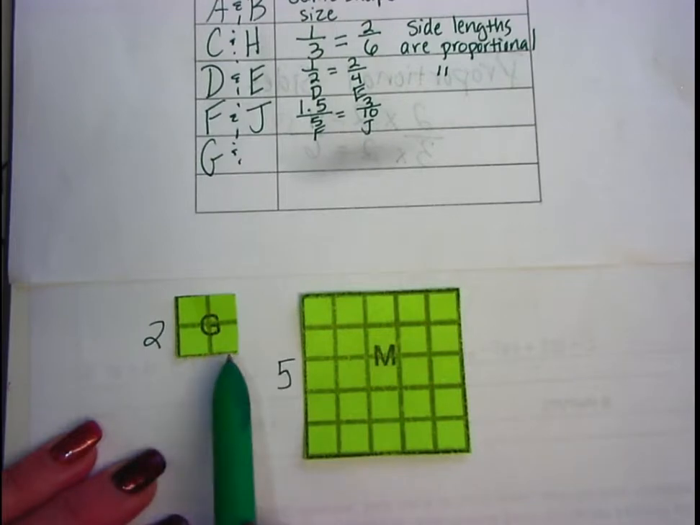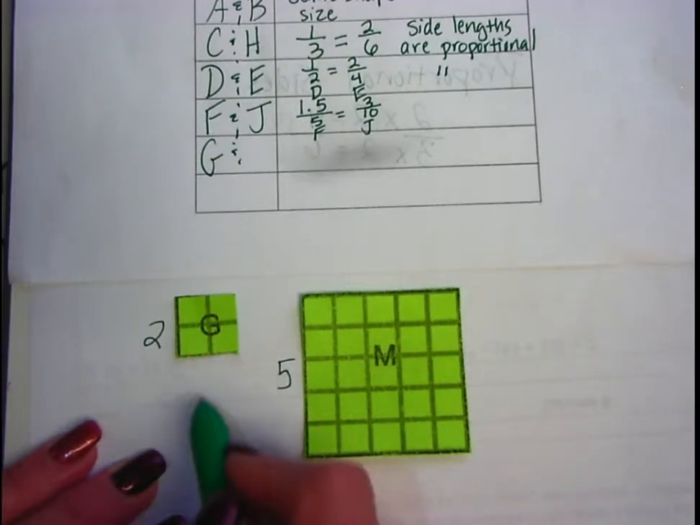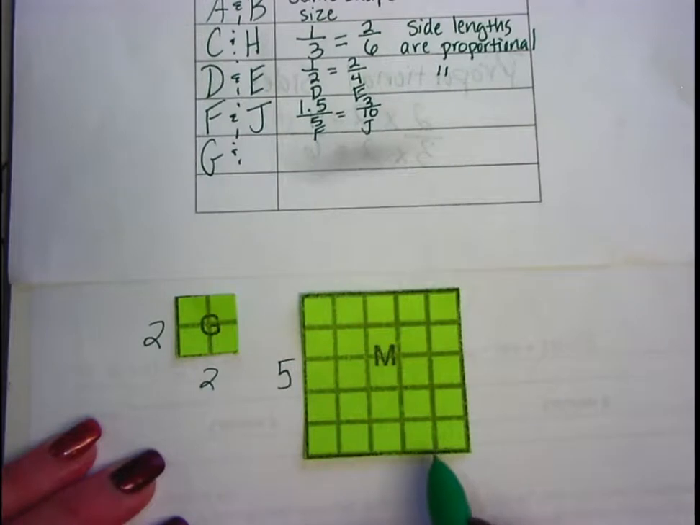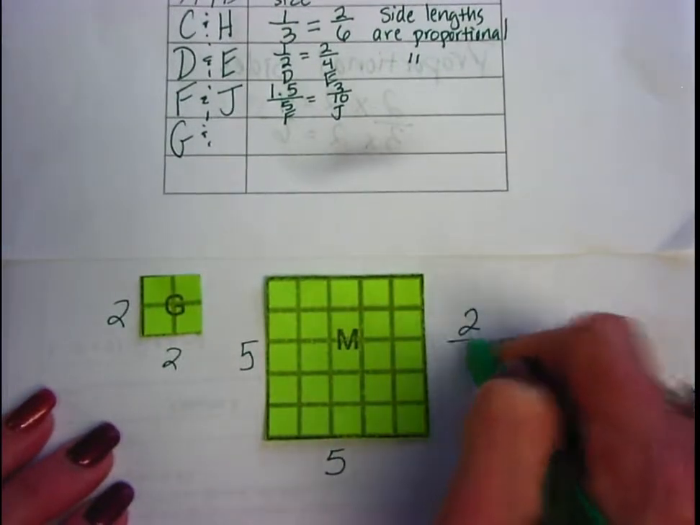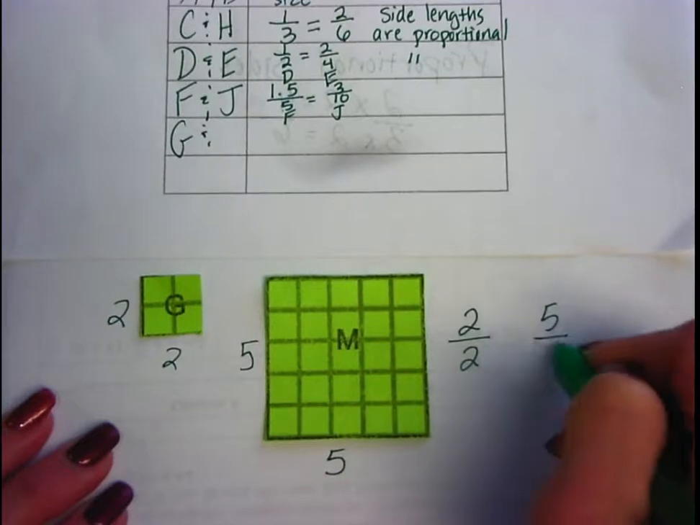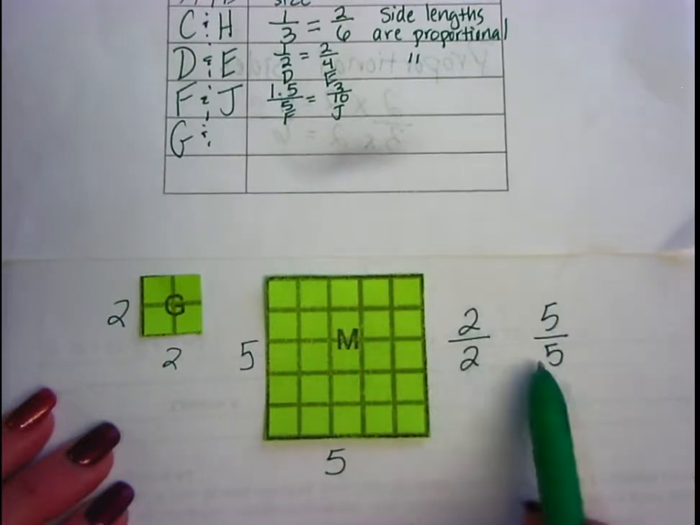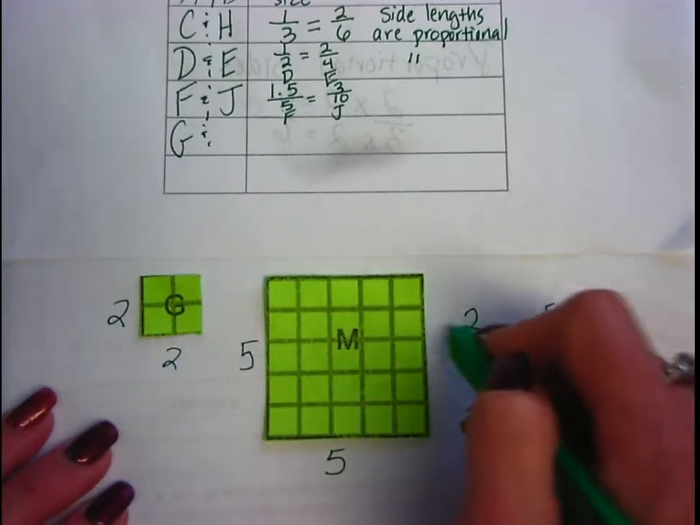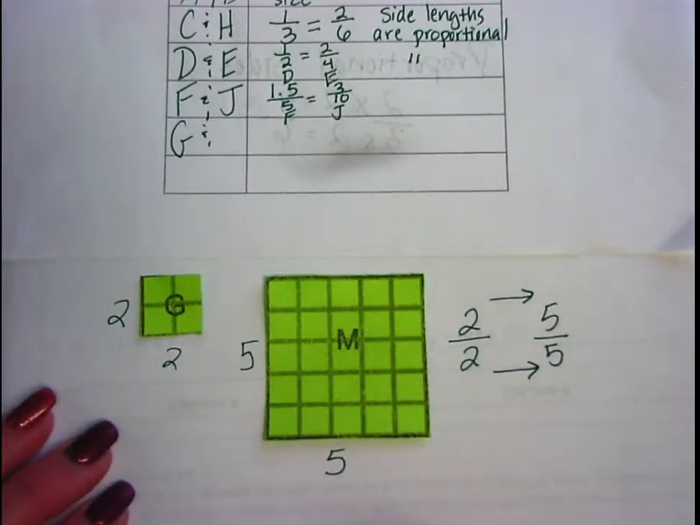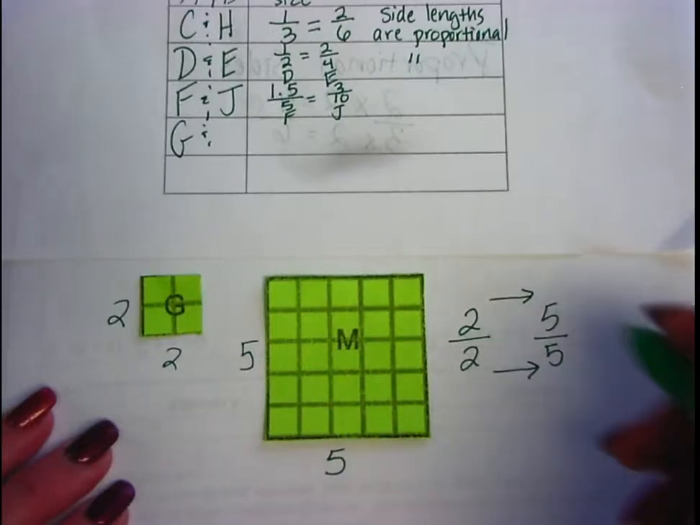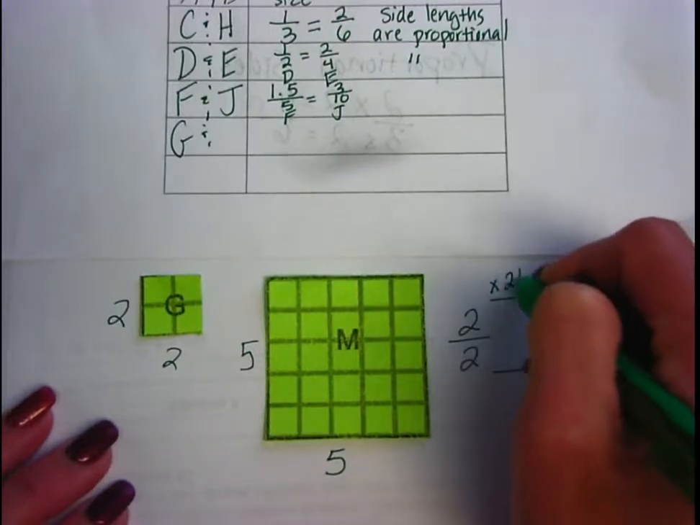And then what about the other side of G? 2. And then this side of M? 5. So if we look at that in terms of relationships to see if it's equivalent, we have 2 over 2 and 5 over 5. Is that equivalent relationship? Yes. What's the way we can look at it horizontally? It's a times what? 2 times what is 5? 2.5. 2 times 2.5 is 5.